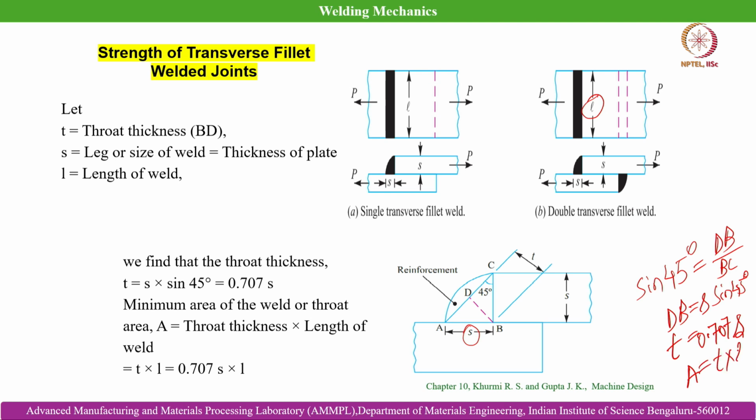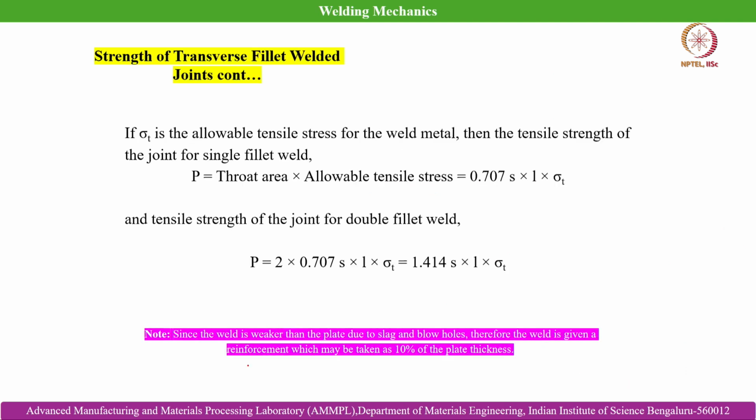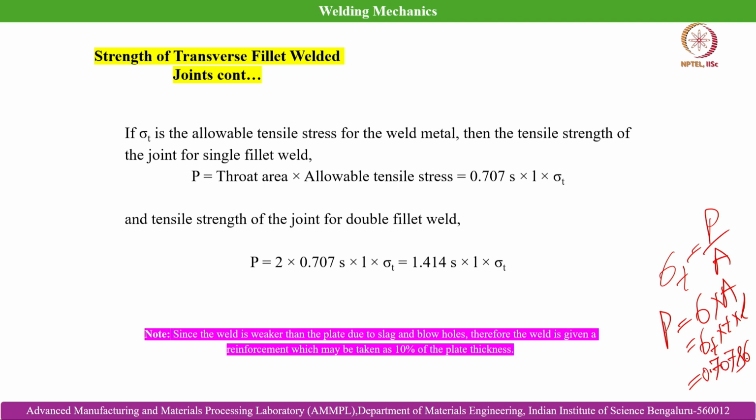So, we just need to multiply it with the throat thickness. Then it becomes equal to 0.707 into S. So, if sigma T is the allowable tensile stress for the weld metal, then the tensile strength of the joint for a single fillet weld follows from sigma equals load by area. That means we have to calculate the load, so we multiply the stress with the area. So it is sigma T into the throat thickness T into the weld length L. So P is equal to 0.707 S into sigma T into L.